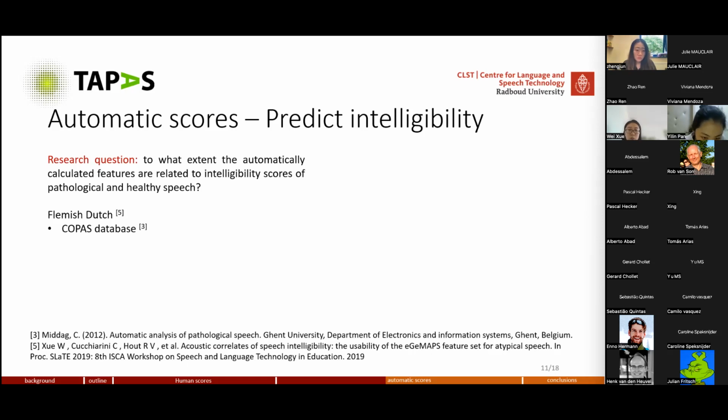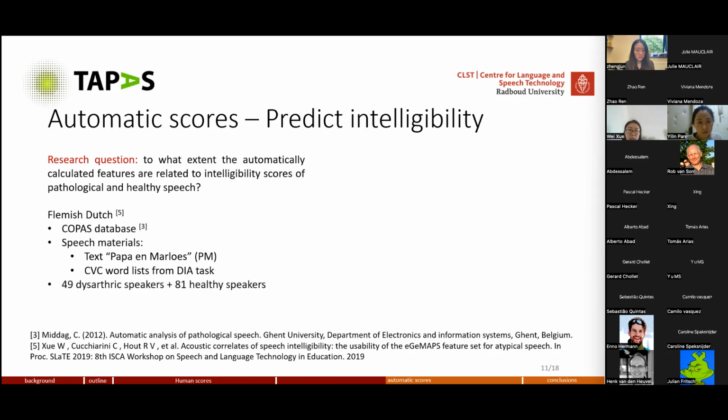We studied 2 speech materials, again, the full text of Papa and Malus, and also, again, the 3 CVC word list from the DIA task. Speakers were selected based on whether they have recordings for both speech materials. In the end, we found 49 dysarthric speakers and 81 healthy speakers. The human scores we used were phoneme intelligibility obtained through the DIA task. It is calculated as the percentage of correctly transcribed target phonemes over 3 word lists for each speaker.